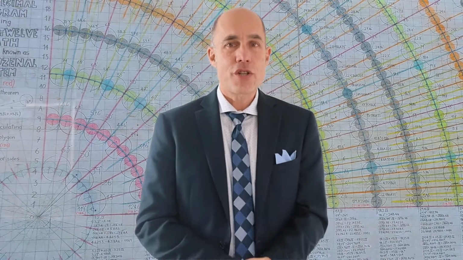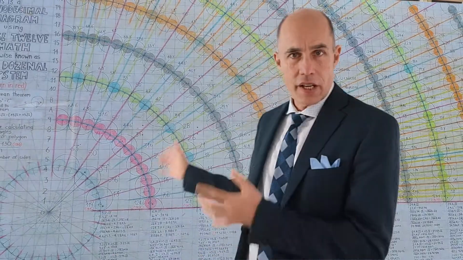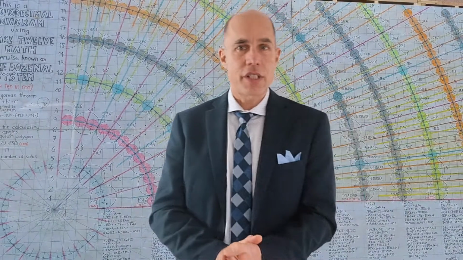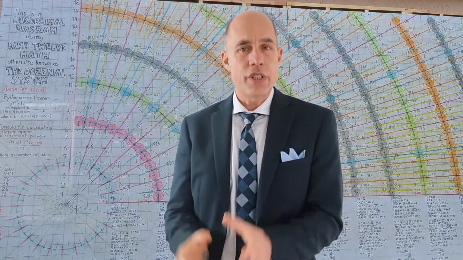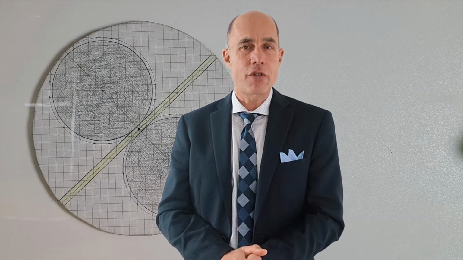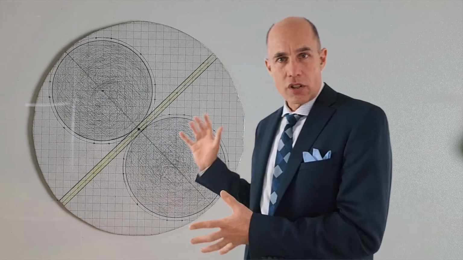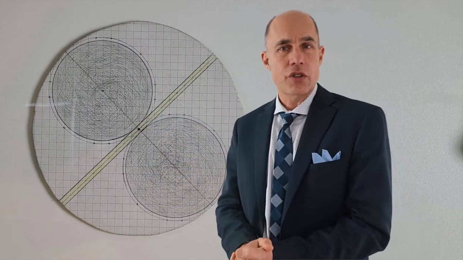Alright, so we're continuing our journey towards a better understanding of the base 12 version of pi by looking at this diagram. It generates all 360 degrees using base 12 geometry and the geometry of the dodecagon. In this video, I want to go over these geometric shapes that we've created for the circumference of the circle. This large circle with the two smaller circles inside it.